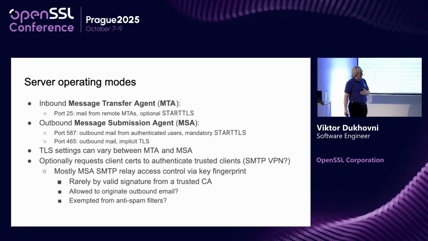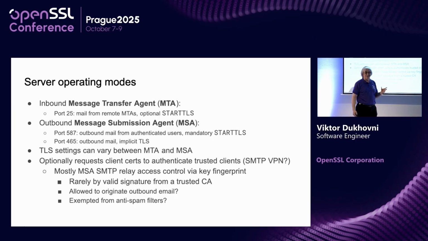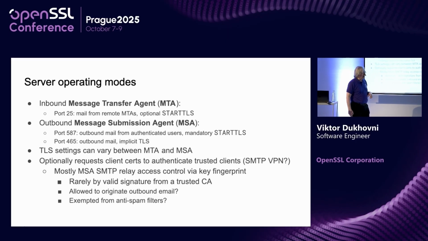The TLS settings are not necessarily the same. The MTA that receives email from the outside may be willing to receive email in the clear. But the message submission agent that receives email from users wants to have them authenticate with usernames and passwords in many cases, and you don't want to send those in the clear, so the MSA will have a different set of TLS settings. So already we see some policy variation within the system.